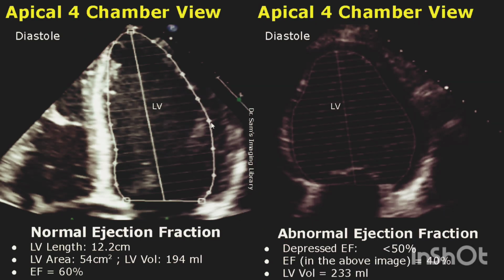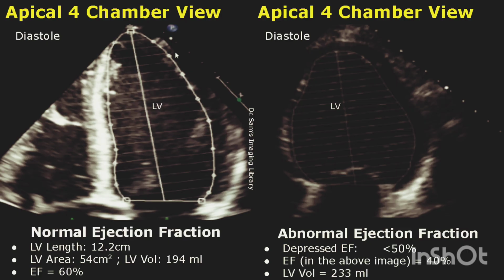These are normal and abnormal ejection fraction values. They are measured using modified Simpson's method, in which the endocardial border is traced in apical 4-chamber and 2-chamber views. This is used to calculate left ventricle volume at end diastole and end systole. The left ventricle length in this image is 12.2 centimeters and the area is 54 centimeters square. The end diastole volume is 194 milliliters.